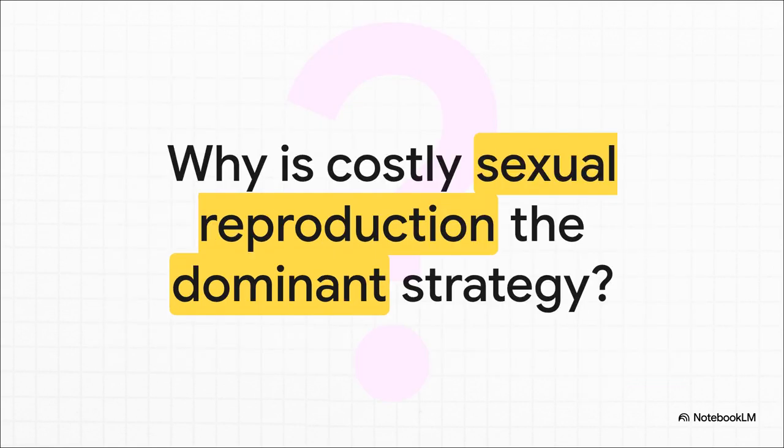So I'll leave you with this final thought. If sexual reproduction is so much more costly, it takes more time, more energy, you have to find a mate, why is it the go-to strategy for almost all complex life on this planet? Why did evolution favor this more difficult path? The answer, I think, really speaks to the incredible power of genetic diversity and the undeniable advantage of being able to adapt and change in an ever-changing world.